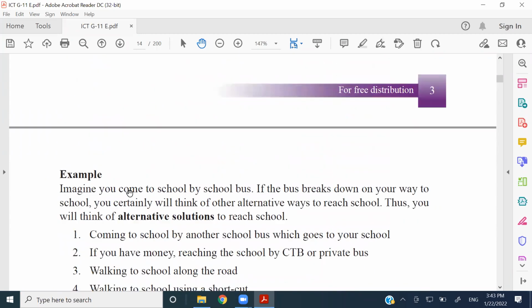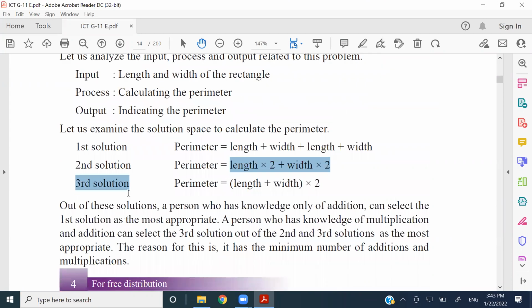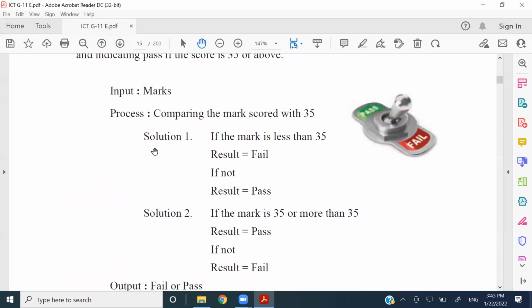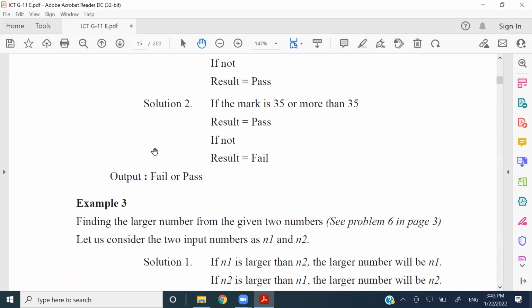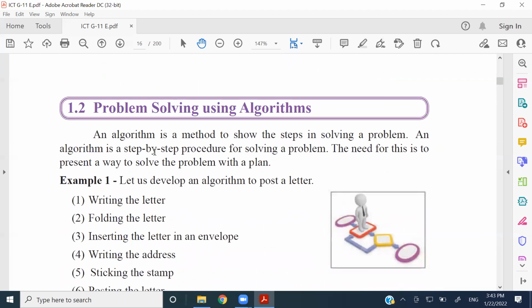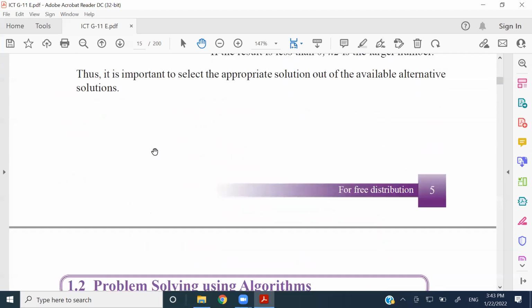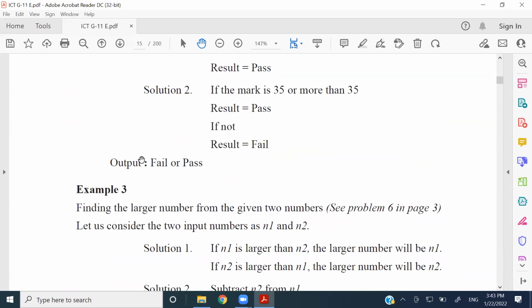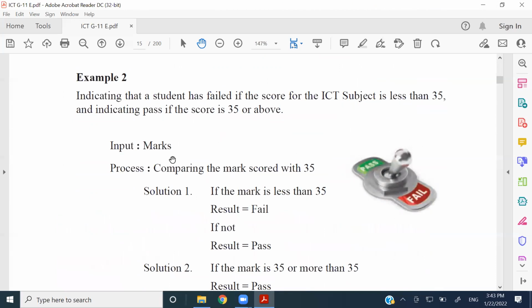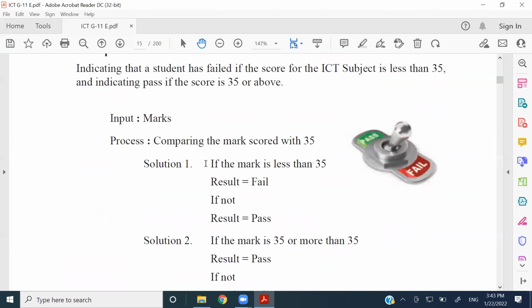Okay, so let's not write about these things. We have the idea. So I'm going to go to the problem solving using algorithms, right? So now you are going to learn about the algorithms. Here we are having some more examples regarding the alternative solutions, right?